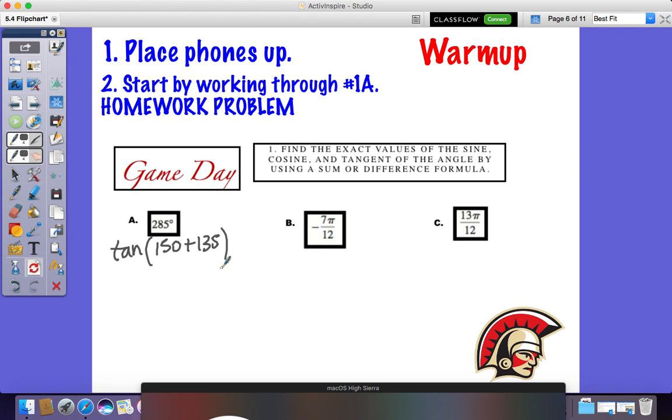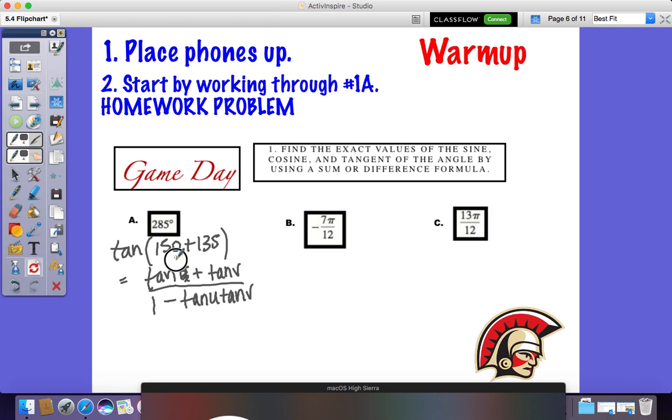All right, just like before, we remember that in this instance we put down the formula: tangent of u plus tangent of v, over 1 minus tangent u tangent v. Make sure my signs are right, I always kind of get them tweaked. Cool? What is u? It could be either 135 or 150, right?